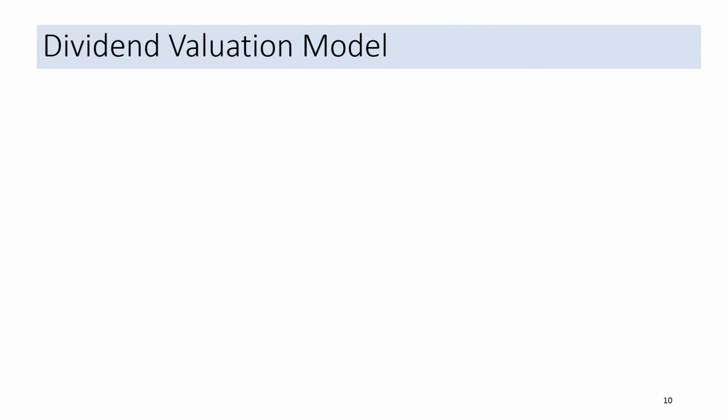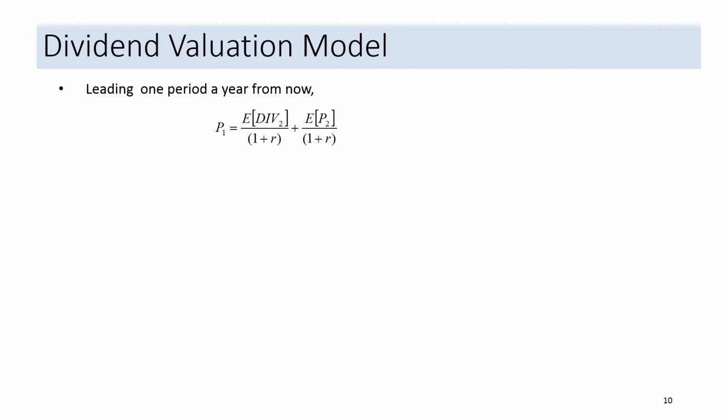What about next year's price? Future stock prices are not easy to forecast directly. If our price formula holds now, it ought to hold then as well. A year from now, investors will be looking out at dividends in year 2 and the price at the end of year 2. Thus, we can forecast P1 by forecasting DIV2 and P2. The price next year, P1, is equal to expected dividend in year 2 plus the expected price at the end of year 2, discounted by 1 plus R to derive the present value.